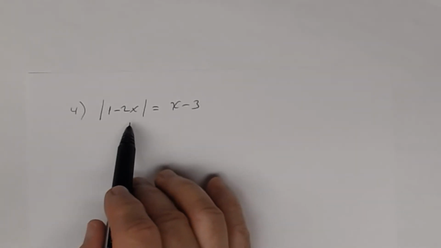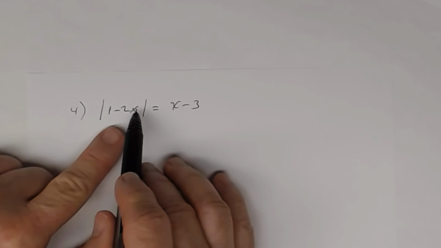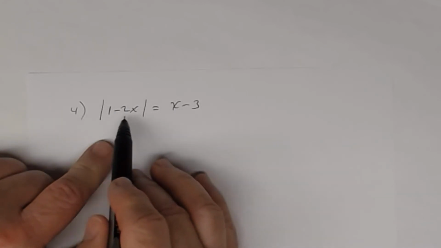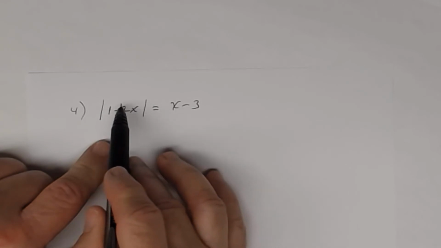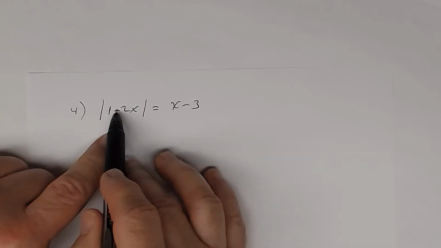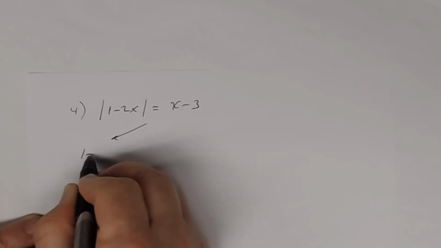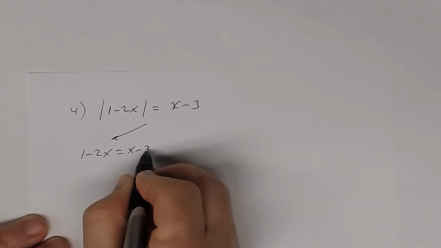All right, so in order for those two sides right here to be equal to each other, if this expression is positive, then this has to equal this. So in other words, 1 minus 2x must equal x minus 3.